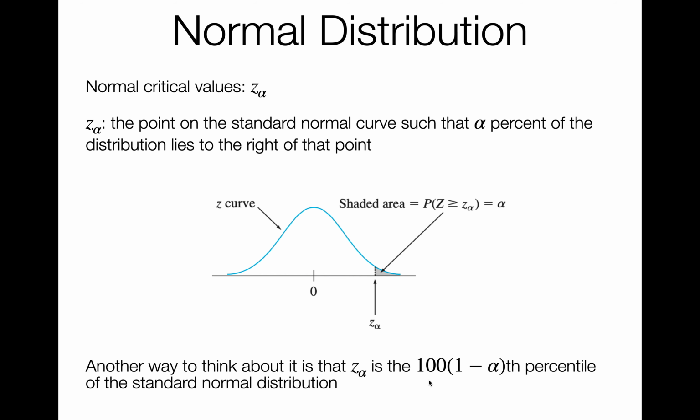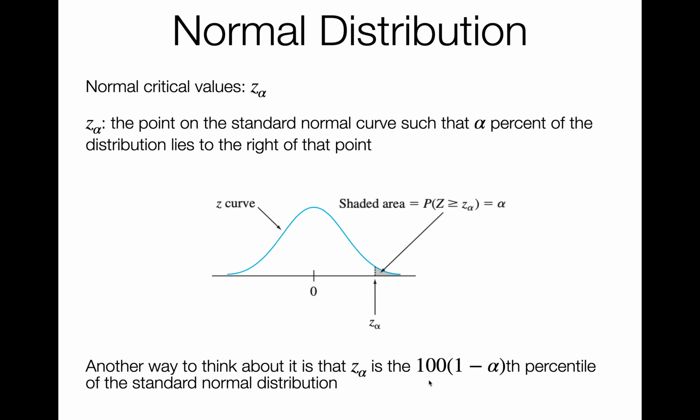And so we can think of this point z sub alpha as the 100 times (1 minus alpha)th percentile of the standard normal distribution. A percentile is a point such that whatever percentile you're talking about lies below the point. So if I scored in the 95th percentile of the SATs in reading, that means that I did better or as good as 95% of the people who took that exam.